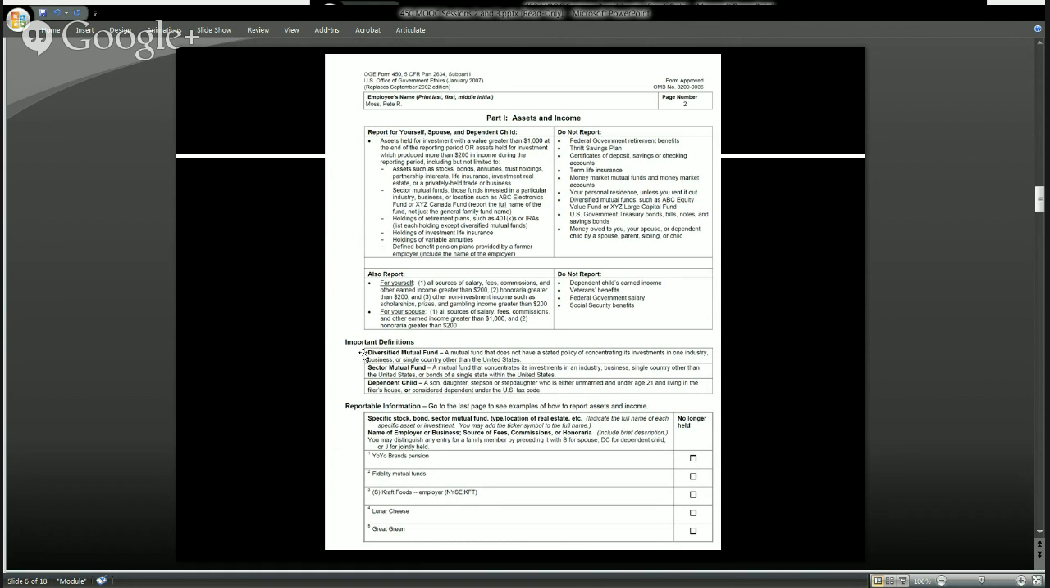We don't know what funds they are at all. So we're going to have to ask Pete what those funds are. We're going to have to find out which Fidelity mutual funds he has. And if he has some sector funds, particularly sector funds in the food and beverage industry, we might have a problem.